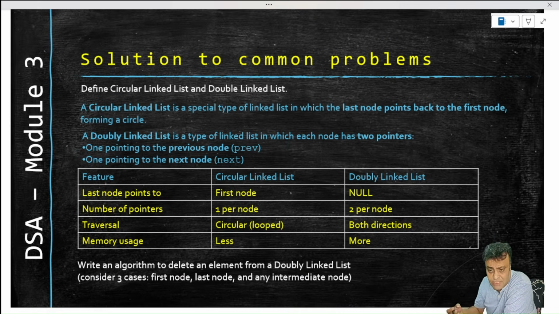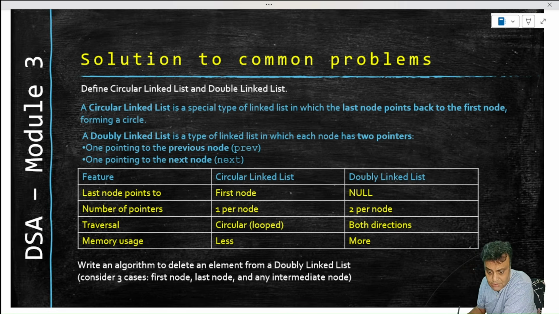Questions that come: define circular linked list, double linked list. We have defined it. There is a difference that I have created. Feel free to understand this. Double linked list and single linked list, the difference is on the 2 pointers, on the traversal, on the memory usage, and on what the last node points to.